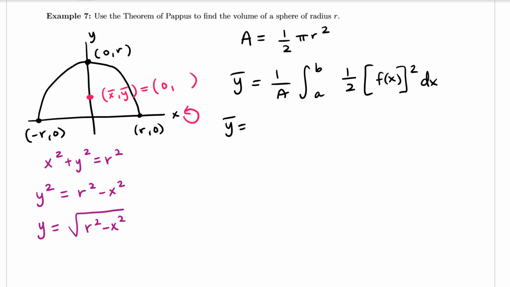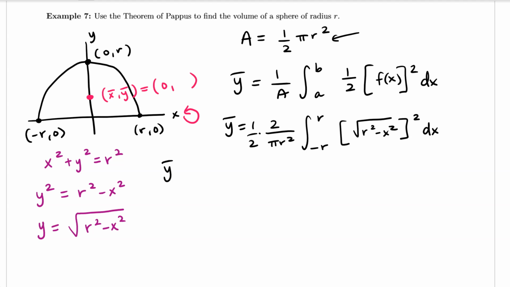And here I want to take the reciprocal of the area that we found previously, so I'm going to take the reciprocal of this, and that's going to give me 2 over pi r squared. And our limits of integration are from negative r to positive r. I'm also going to factor out the 1/2, and then we are squaring our function, which is the square root of r squared minus x squared.